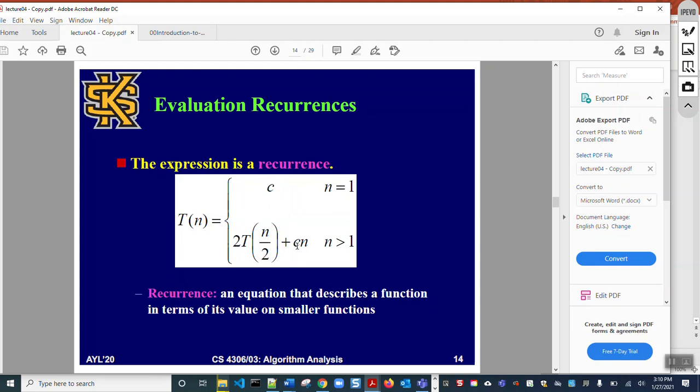As mentioned, a recurrence is an equation that describes a function in terms of its values for smaller inputs. We get the smaller function's value from the base case of the recursion process.